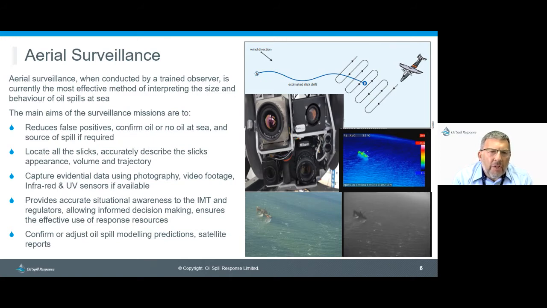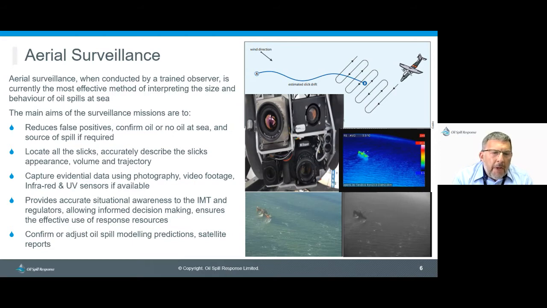It helps us to locate all the slicks. We can accurately describe the slicks and their appearance. We can get a good idea of their volume and also their trajectory. Again, that can feed into the modelling, which Simon will talk about later. It can also capture evidential data, so photography, video footage, infrared and UV sensor data, if it's available on those aircraft. All these different aspects help build up that picture of the slick and the spill, and then of course that feeds into your operational response actions.